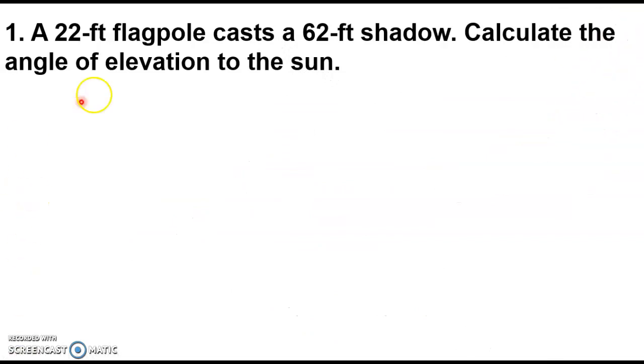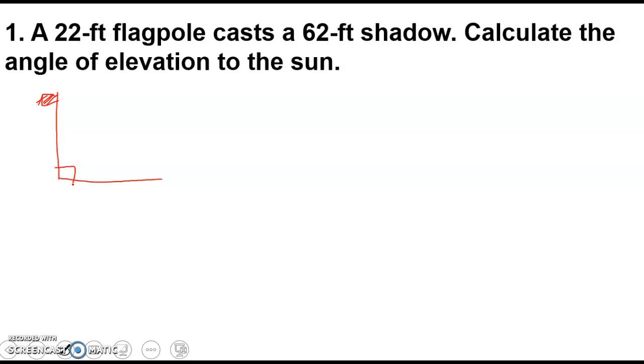Okay, a 22 feet flagpole casts a 62 feet shadow. Calculate the angle of elevation. Okay, let's draw a picture. Always draw a picture. It's very helpful. We know a flag is vertical. So this will be the flag. And then the shadow will be horizontal on the floor. So the flag and the shadow are going to form a right angle.